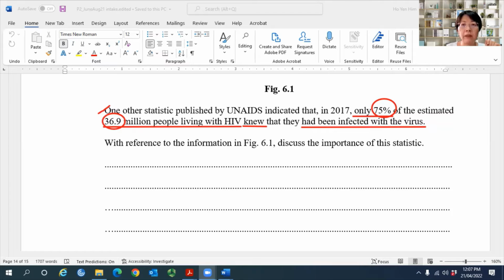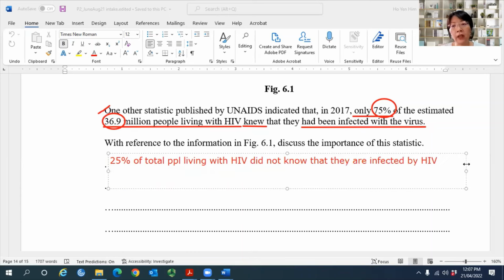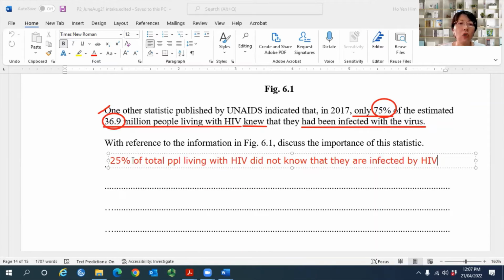Okay, next, Amar. How many percent do not know they are infected with HIV? Amar? 25%. 25%, right? 25% of total people living with HIV did not know that they are infected by HIV. So this is the first marking point. So either you give me 25% or you calculate 25% of 36.9. Okay, so what is this value here? So this is the first marking point.